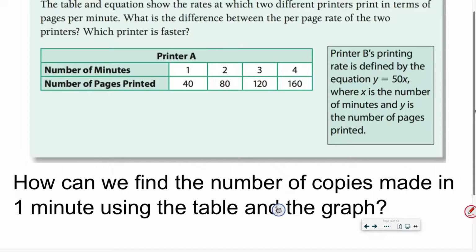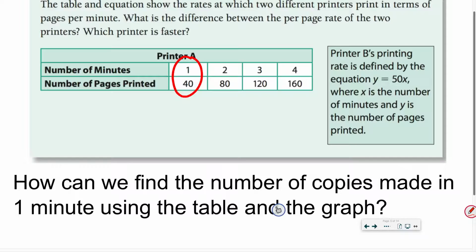How can I find the number of copies made in 1 minute using the table? You look at the number of minutes, the 1 minute. If I'm looking where there is 1 minute, I can figure out how many pages were printed. What if I didn't have this value? What would I have to do on my table? I'd have to divide to get a unit rate. And here my unit rate is 40.